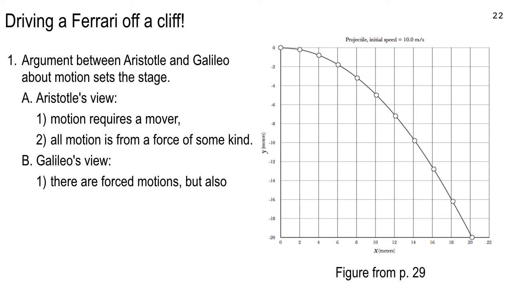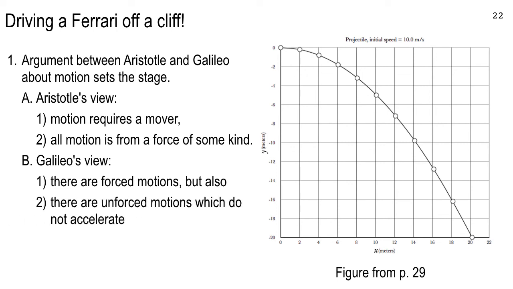Galileo said, yes, there are forced motions, but also there are unforced motions which do not accelerate, neither slow down nor speed up. He said, you can think of a horizontal plane that's frictionless, perfectly horizontal, so there's no tilt to it. If you send something in motion along that plane, it will stay in motion at the same speed. It won't slow down, and it'll keep going in the same direction until it gets to the end of this hypothetical horizontal plane. And then it will go into free fall, like a Ferrari driving off a cliff.